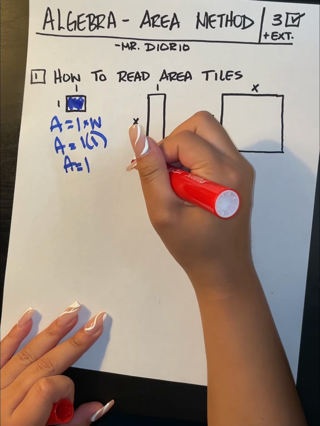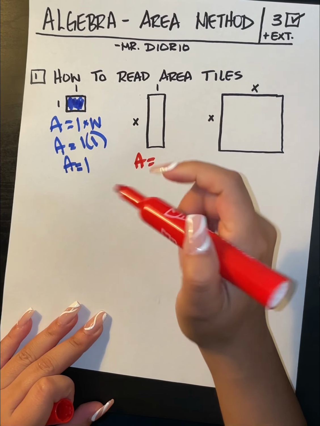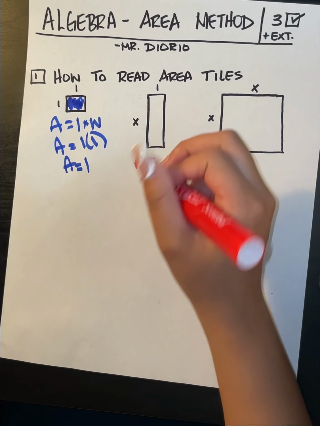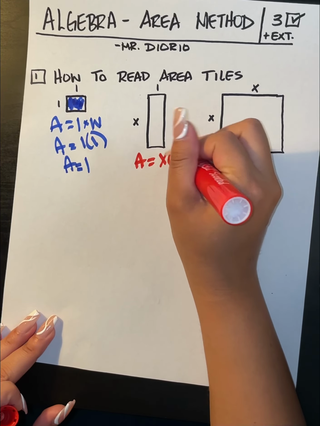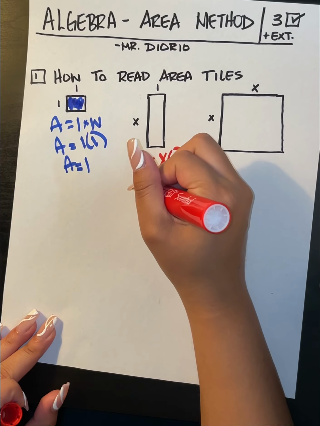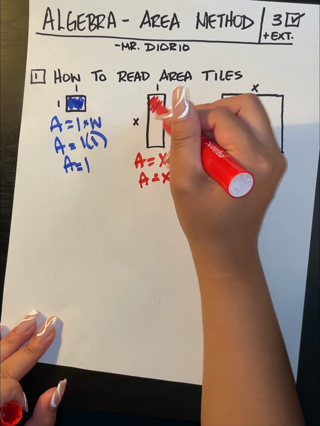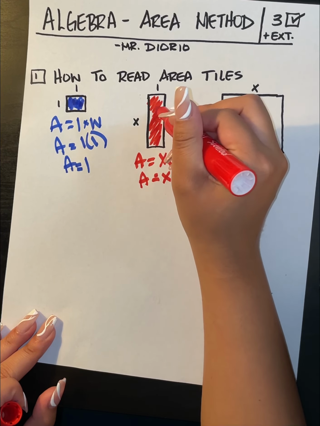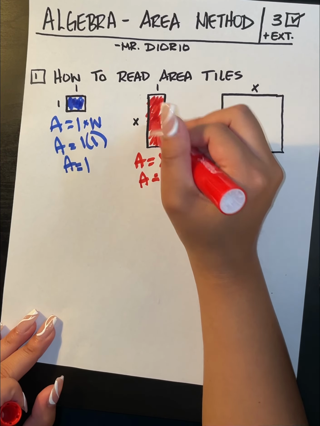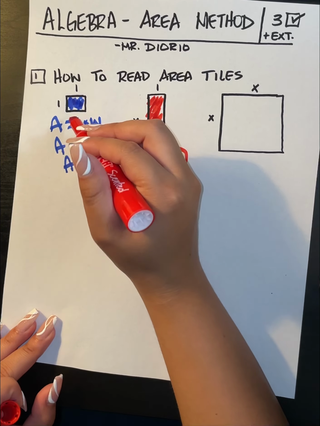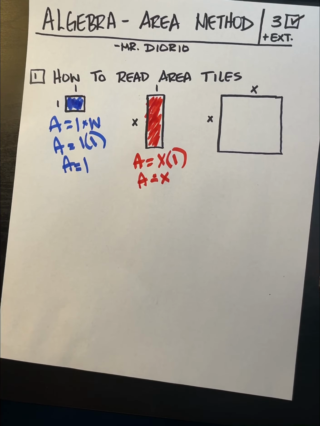So again, we're using the area method, but this time we have x and 1. So what is x times 1? That gives us an area of x. So I'm going to color this one red. So this whole thing is worth a value of x, and this one's worth the value of 1.